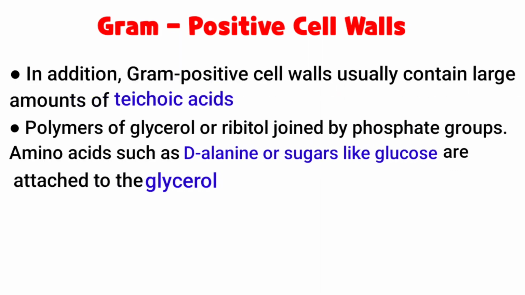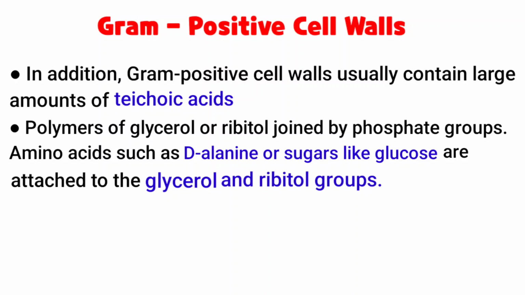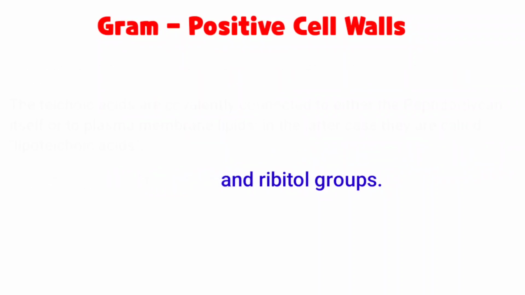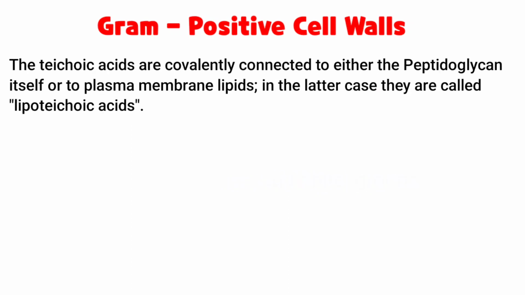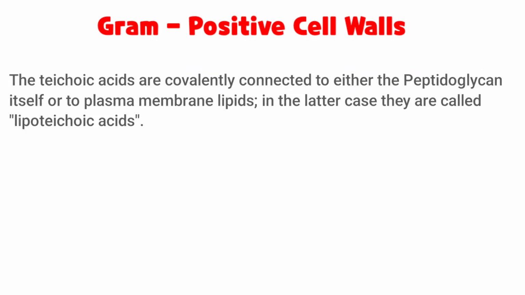In addition, gram-positive cell walls usually contain large amounts of teichoic acids, that is, the polymers of glycerol or ribitol joined by phosphate groups. Amino acids such as D-alanine or sugars like glucose are attached to the glycerol and ribitol groups. The teichoic acids are covalently connected to either the peptidoglycan itself or to plasma membrane lipids. In the latter case, they are called lipoteichoic acids.